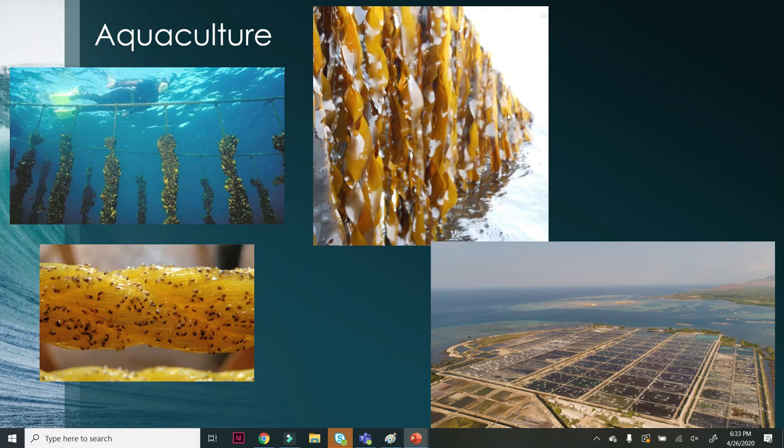This is aquaculture for kelp, and you can see how it's in all these nice rows. It's also attached to a rope. And then this is a shrimp aquaculture farm, which, look how gigantic it is.